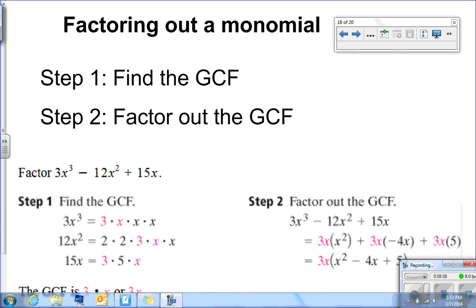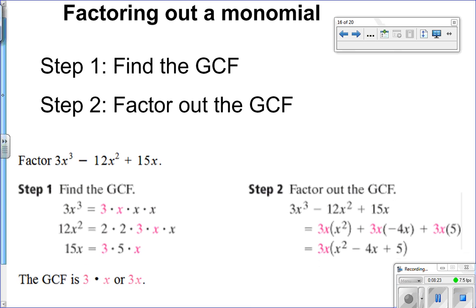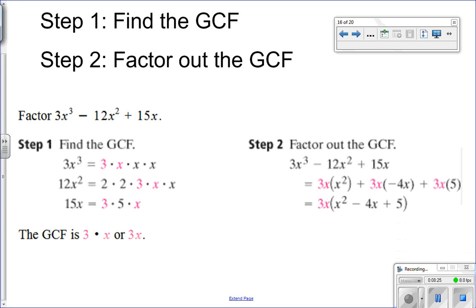And then finally, the last step is factoring out the monomial. So we just worked on finding the greatest common factor of a polynomial. The next step is we have to factor it out. In order to do that, we find the greatest common factor, which you already know how to do. You already know how to do step 1, because we just did it right now.